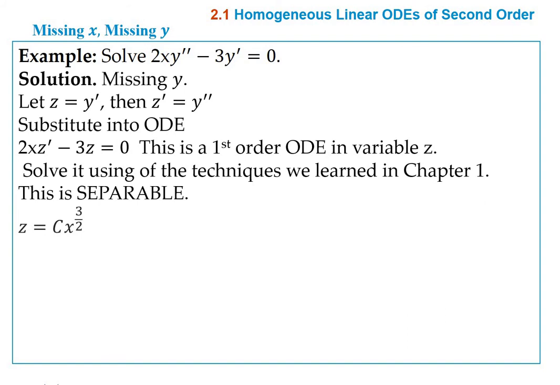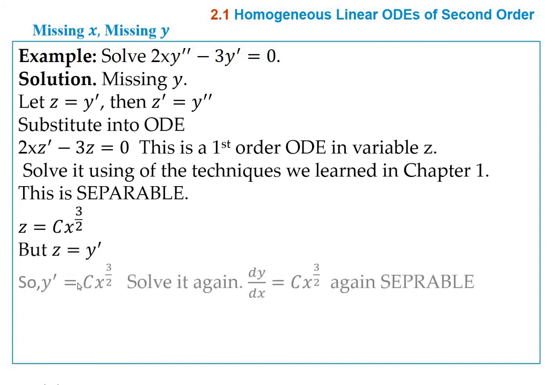Now, by moving 3z to the other side, combining like terms, and moving z to one side and x's to the other side, and then integrating, you will be able to get that z equals c x to the power 3/2. Now, you know that z is equal to y prime, so we will replace z with y prime. Here we go. Now again, y prime is basically dy over dx, which is equal to c x to the 3/2.